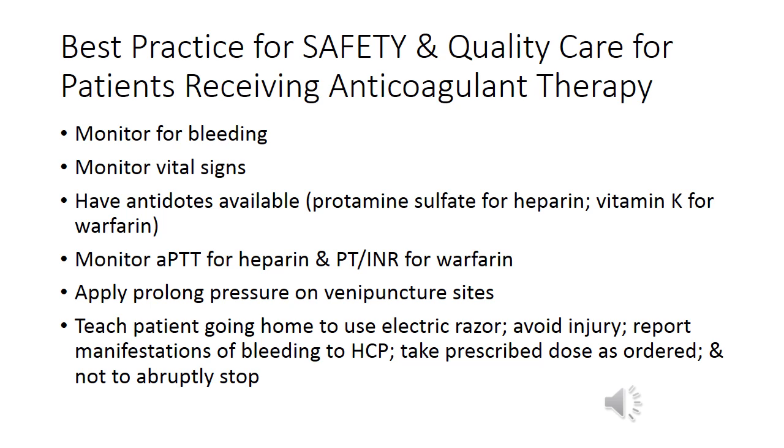Monitor the patient for signs and symptoms of bleeding, including hematuria, frank or occult blood in the stool, ecchymosis, petechiae, altered mental status, or pain, which could indicate abdominal bleeding. Monitor vital signs frequently for decreased blood pressure and increased pulse. Have antidotes available as needed. Protamine sulfate for heparin and vitamin K for warfarin.